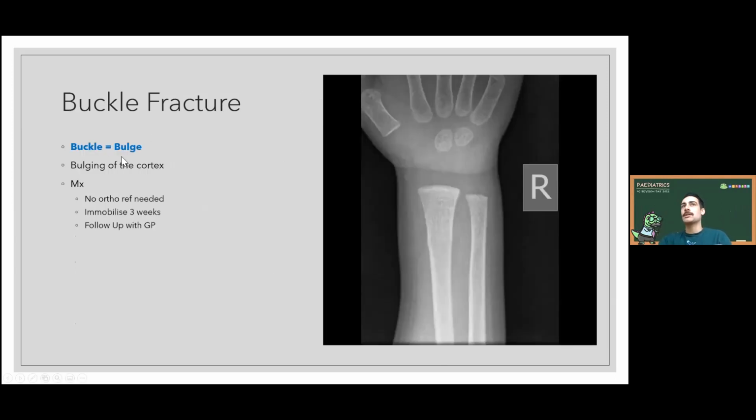So buckle fracture. The way I remember it is buckle equals bulge. So you get this bulging of the cortex. You can slightly see it here. That's fine. Usually no ortho referral needed. Just immobilize them and get them to follow up with a GP.